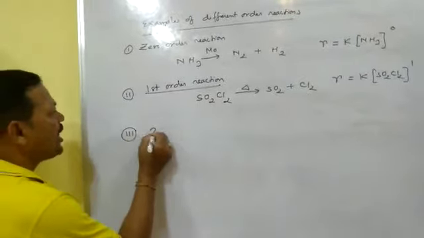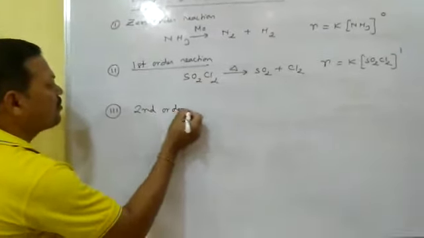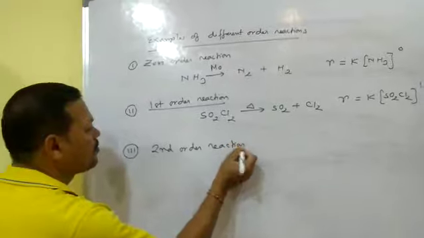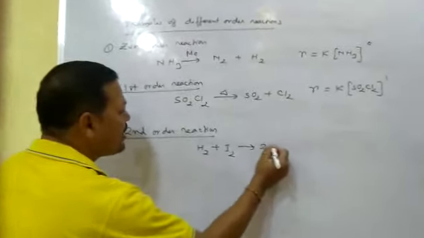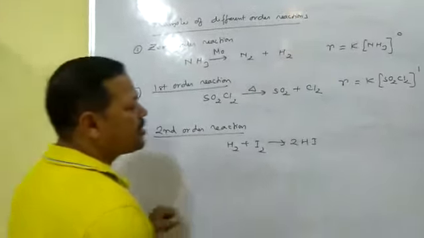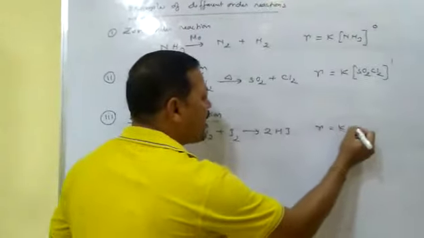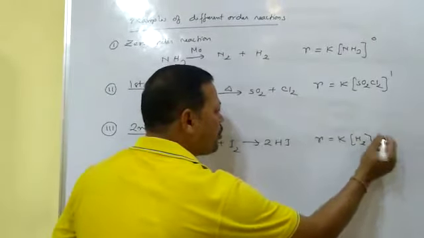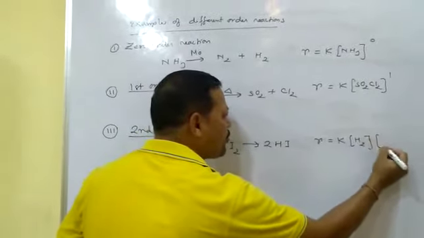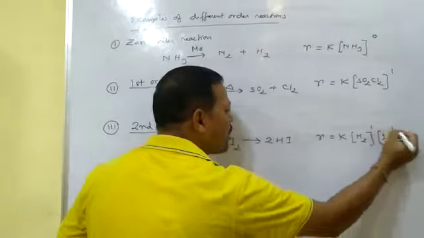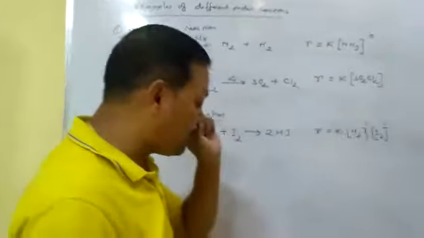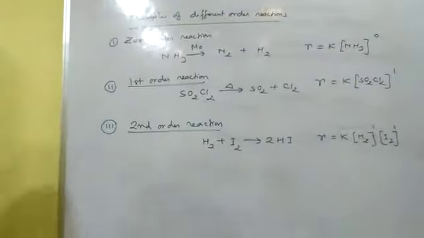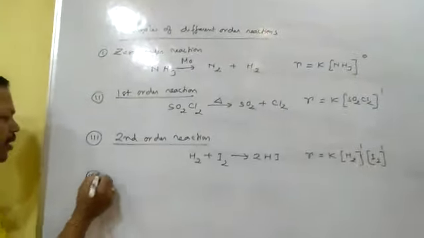Number 3, second order reaction. One example: H2 plus I2 gives twice HI. In this reaction, the rate is found to be like this: R is equal to K, concentration of H2 to the power 1, concentration of I2 to the power 1. I mean the summation of powers, 1 plus 1 equals 2, that's why this is one example of second order reaction.